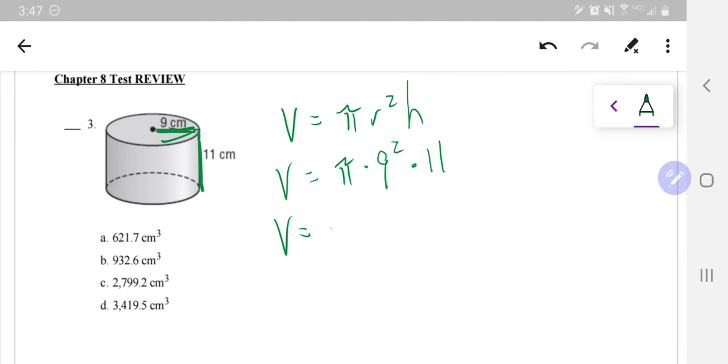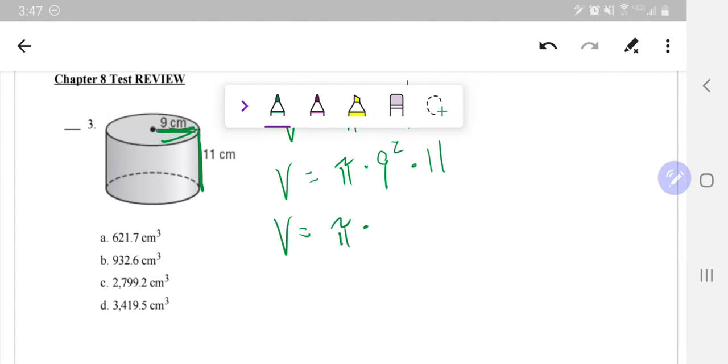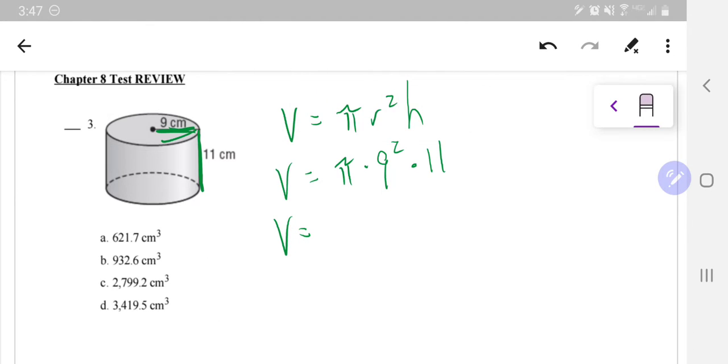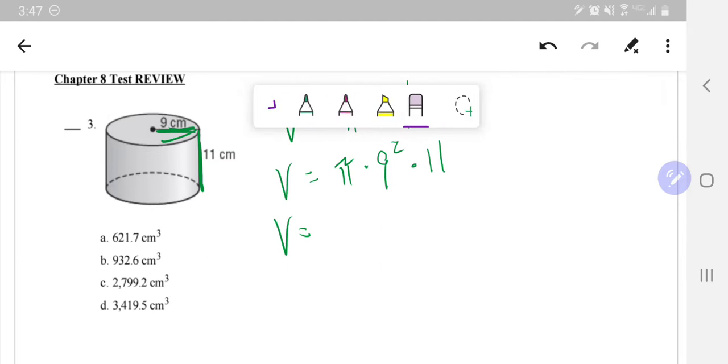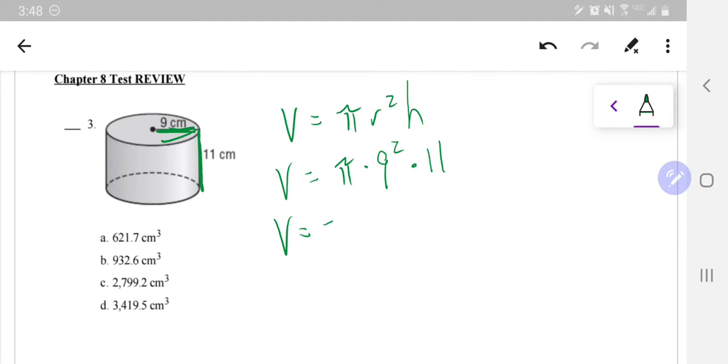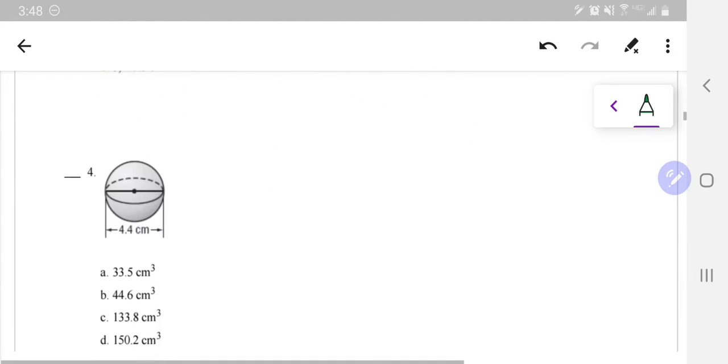And we have, I'm going to use my calculator. Okay, and I've actually already done that, so I know the answer is going to be 2,799.2 approximately. So that's going to be C.